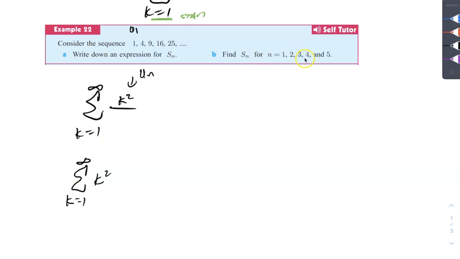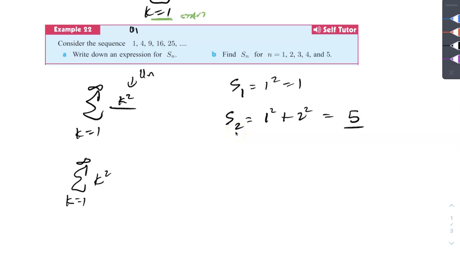Find Sn for 1, 2, 3, and 4. So let's do it for each one. So S of 1, so that's just the sum of the first one. S of 1 is always just the first term. So 1 squared, which is 1. Right? That's all S of 1 is, just the first term. S of 2 means I want to add the first term and the second term. Well, the first term would be 1 squared, and the second term will be 2 squared. So I just get 5.